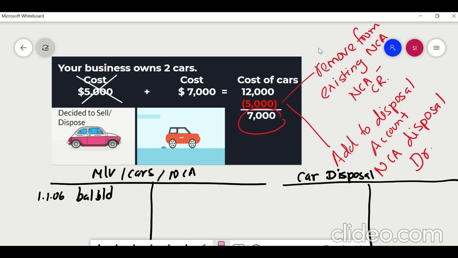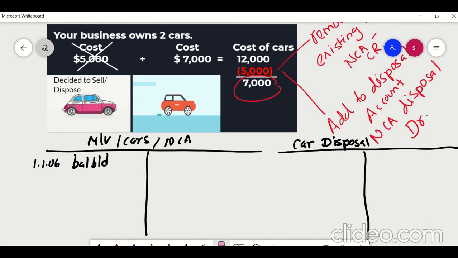At the end of the year, 31st 12/2006, the business decides to dispose of one of the cars, which is the pink car, costing $5,000. So how are we going to do the accounting records in this circumstance? You remove from the existing non-current asset, therefore you credit non-current asset, whereas you add to the disposal account, non-current disposal account, debit. So as you can see, I'm going to show this in accounting.